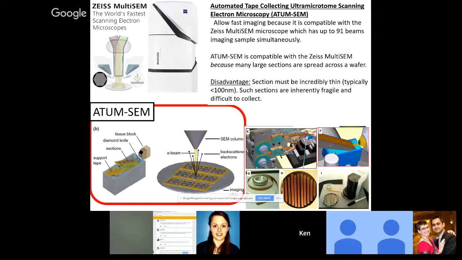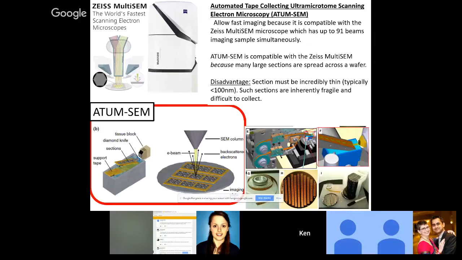The current electron microscopes, the current Zeiss multisims have 91 beams, so that's about 91 times faster than a single electron scanning electron microscope. But Zeiss is working on hundreds of beams in a single microscope. So I think this is a rapidly advancing imaging technique.